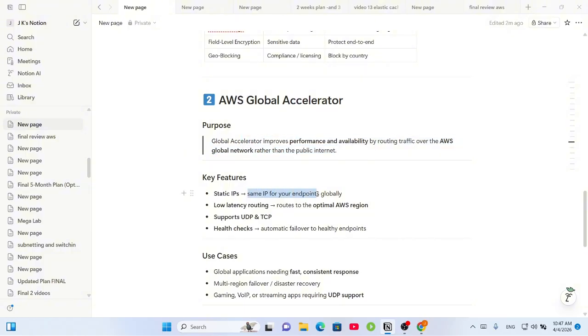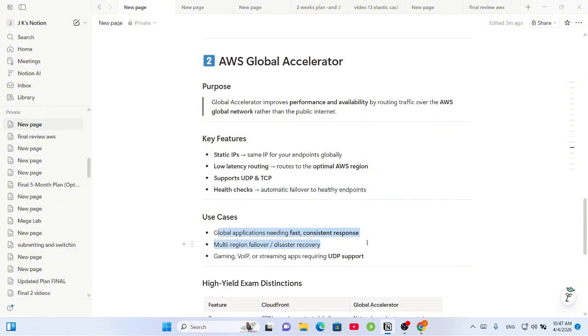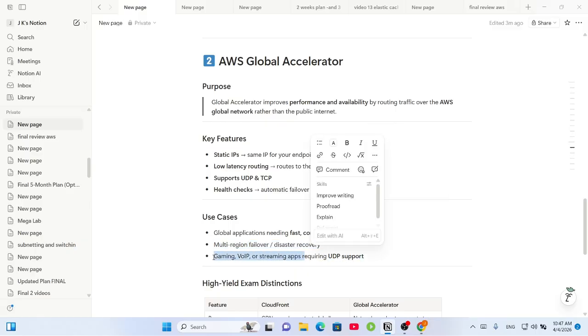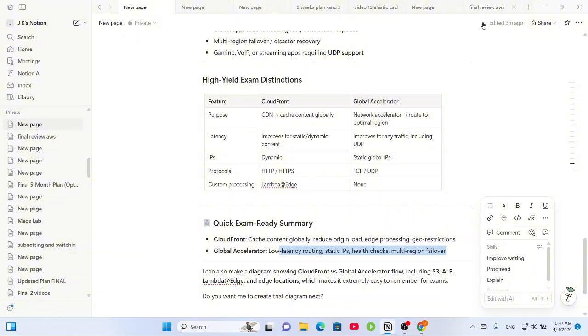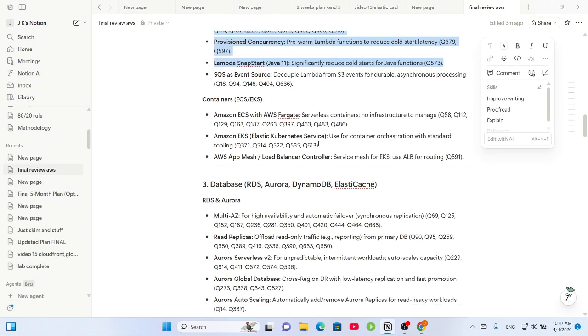And AWS Global Accelerator improves performance and availability by routing traffic over the AWS global network rather than the public internet. Key features: static IP, the same IP for your endpoint globally. Low latency routing to the optimal AWS region. Supports UDP and TCP. Health checks with automatic failover to a healthy endpoint. Use cases: global applications needing fast, consistent response, multi-layer failover, faster recovery, gaming. So these are the key concepts we need to know about this.